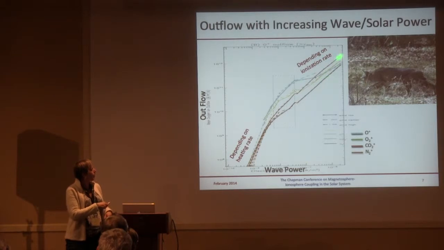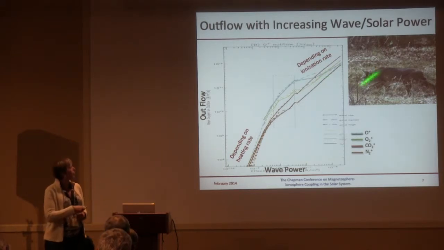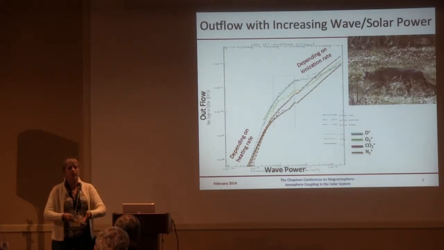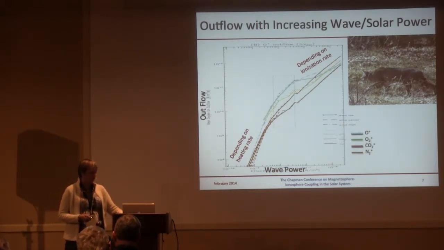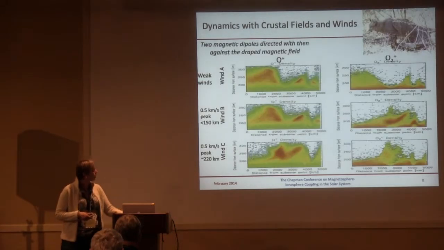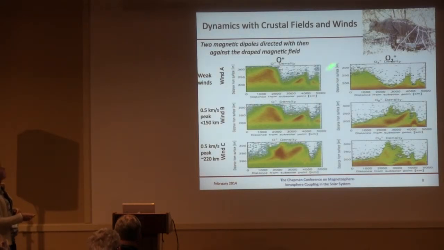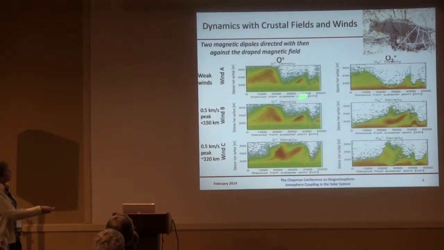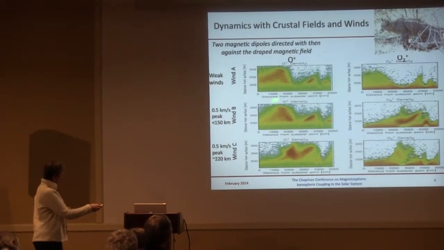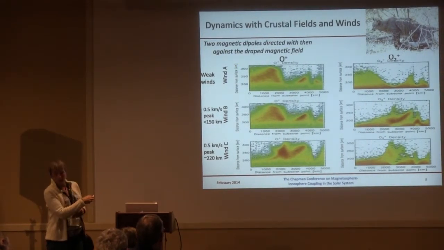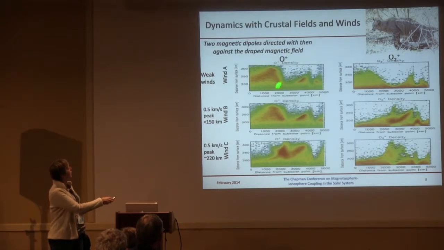With more and more energy into the ionosphere, the chemistry, or what ion species are leaving the ionosphere, will change. So the ion ratio of the outflow is important. These are density profiles from my simulation. Here is altitude versus distance along the surface, going from 150 kilometers up to 350 kilometers, with the subsolar point here.